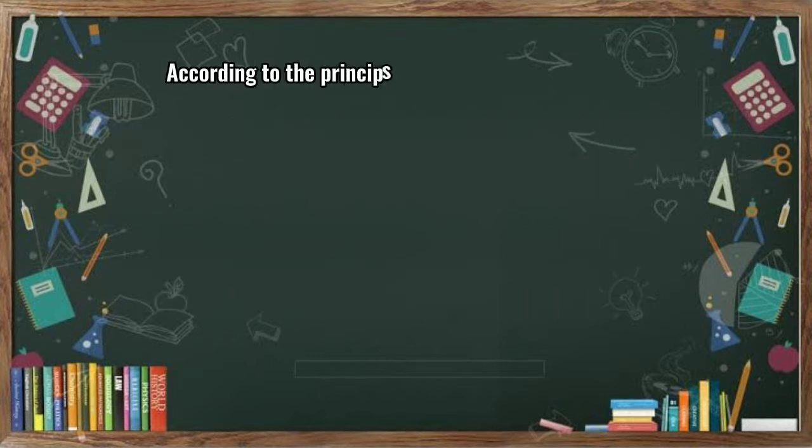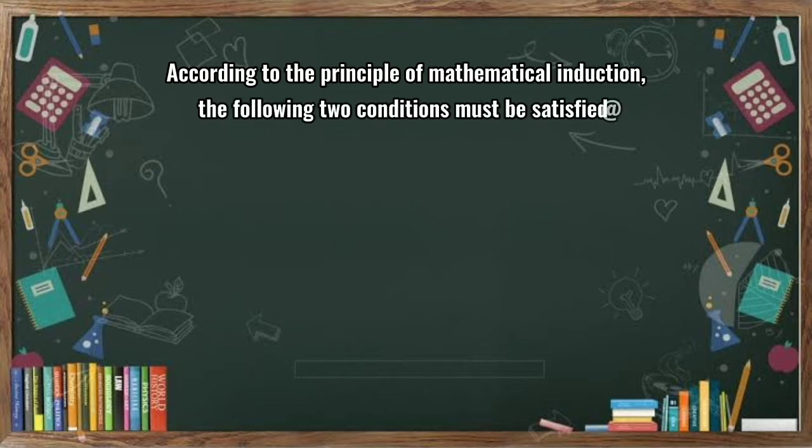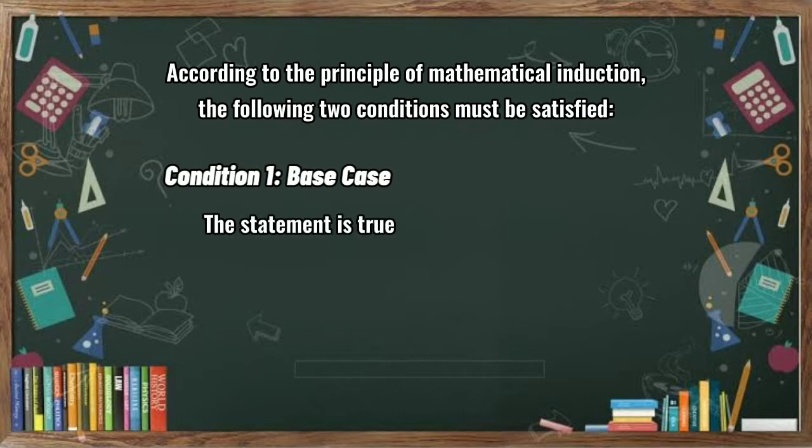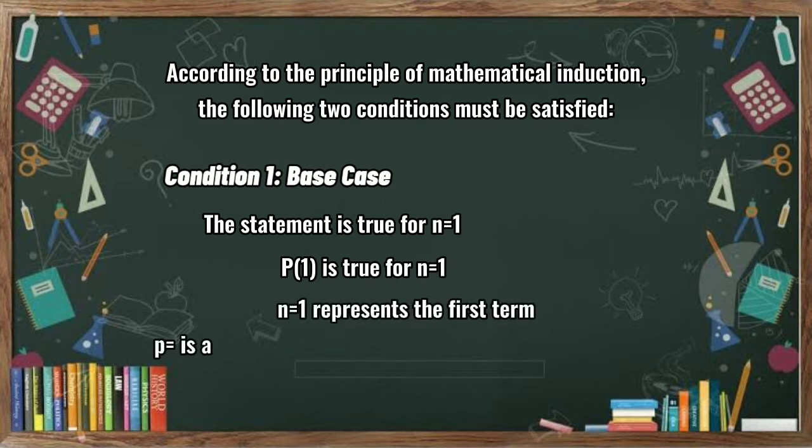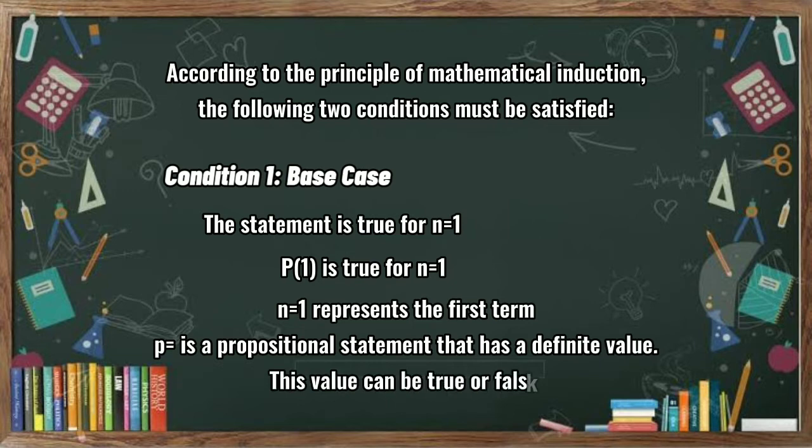According to the principle of mathematical induction, the following two conditions must be satisfied. The first condition is also known as the base case. The statement is true for n is equal to 1. n is equal to 1 represents the first term, and p is a propositional statement that has a definite value. This value can be true or false.